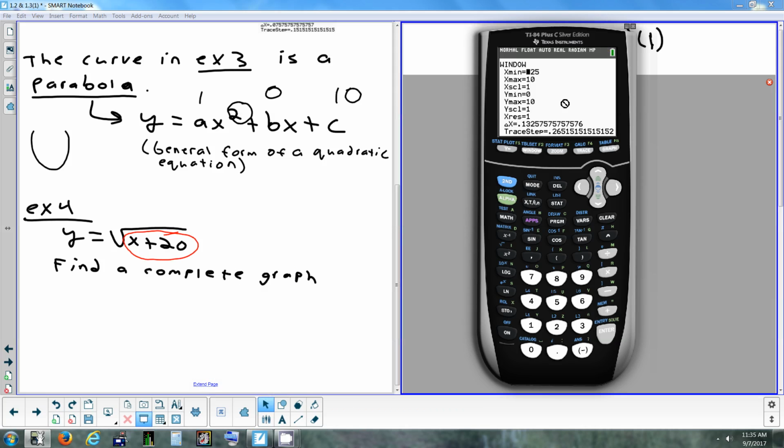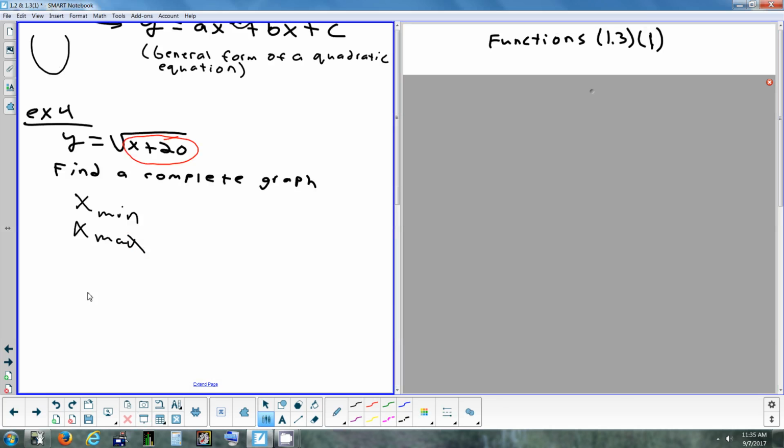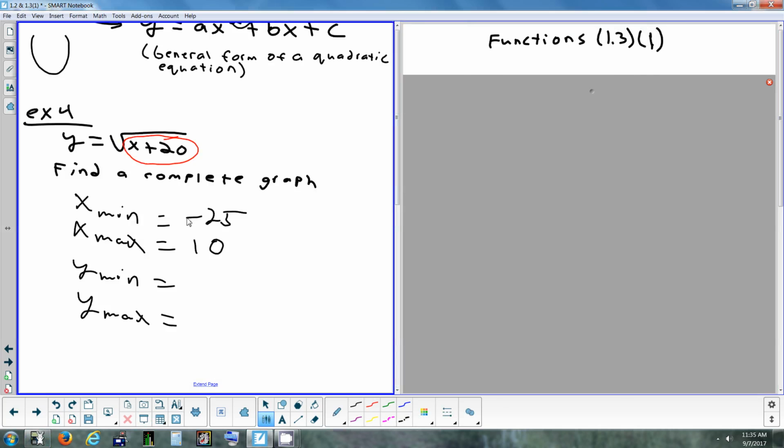Oops. I wanted to drag over my window, but it's not letting me. X-min, X-max, Y-min, Y-max. All right, so negative 25, 10, 0, 10. That's all you have to write down. Any questions on that one?